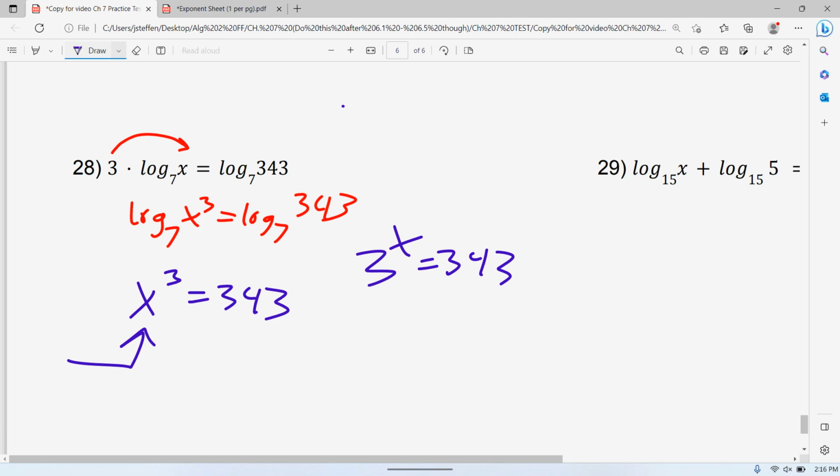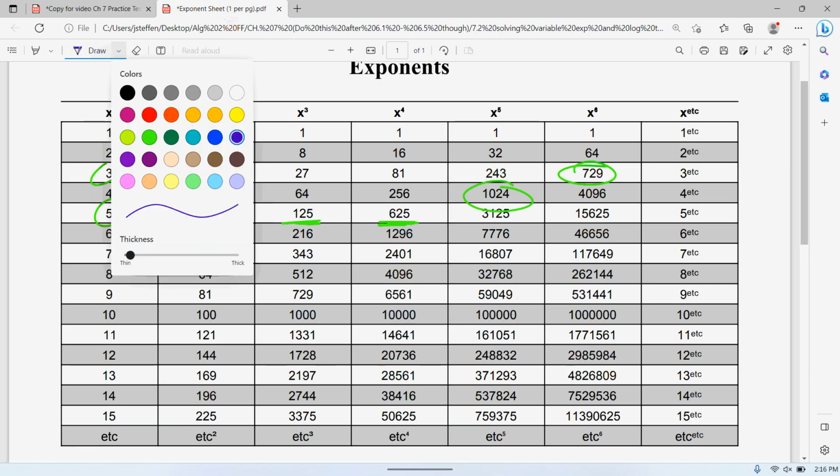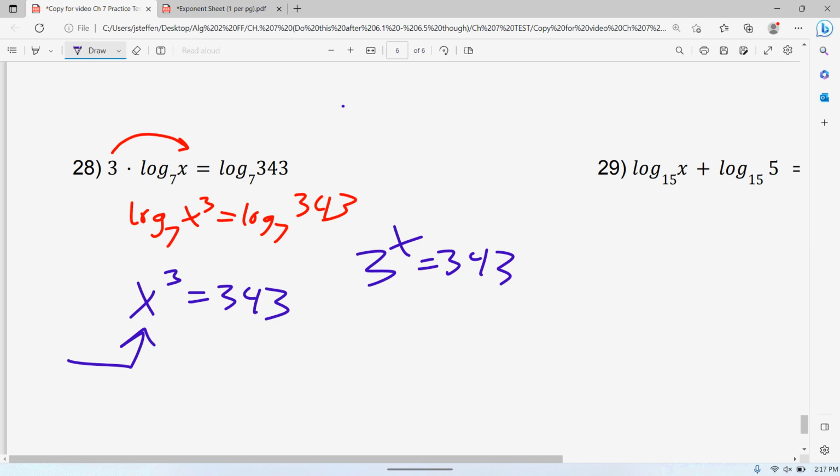So instead of what I was doing, look at this, I'm finding 343. I made a mistake. It's not that way, it's the other way. What number to the third power is 343? You're going to go down this column. 7 to the third is 343, so x is equal to 7.